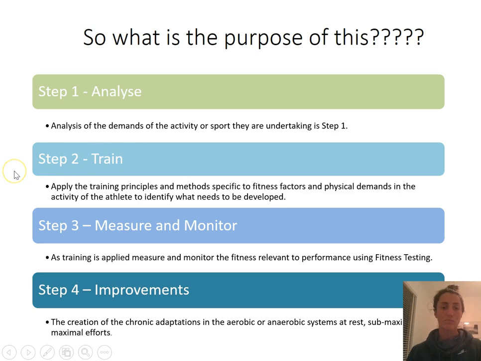So this is step 2. We can apply training methods and principles in order to see some sort of improvement and be prepared for the sport. We can then measure and monitor our training through conducting fitness testing to see whether we've actually been improving. And as a result of all this, we do see improvements, and those improvements are actually the creation of these chronic adaptations, these permanent changes in our body, and they can happen to our circulatory system, our muscular system, or our respiratory system. And they're with us all the time, and they can help improve our performance at lots of different intensities.